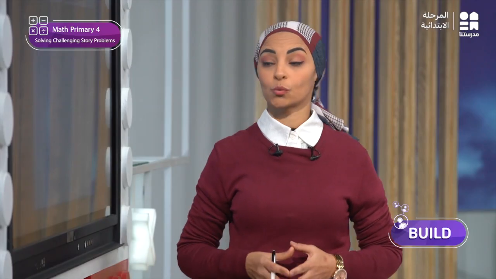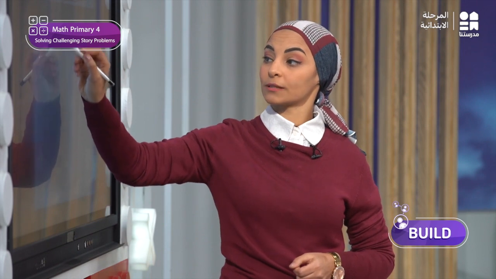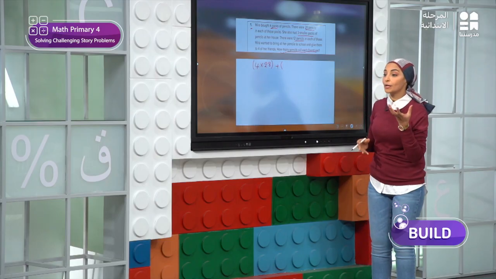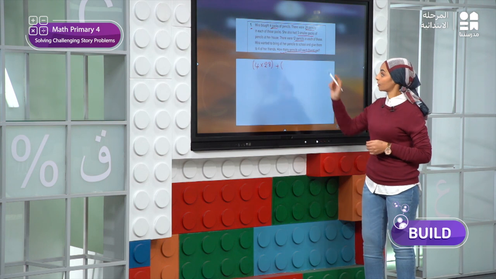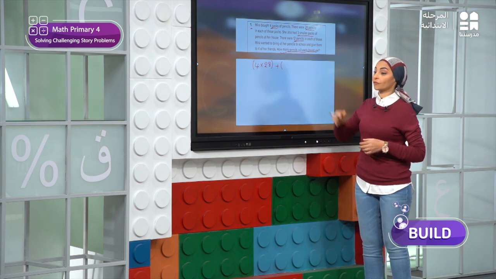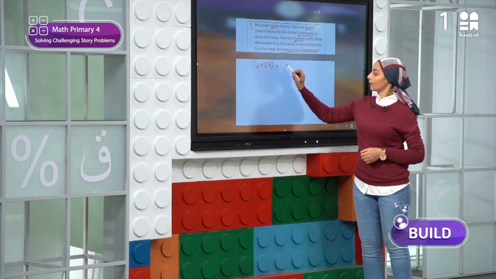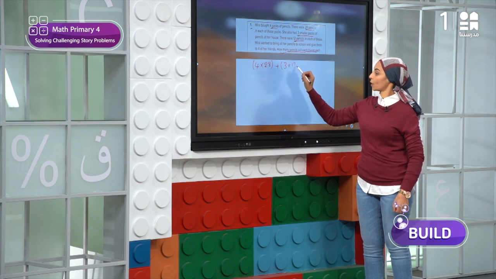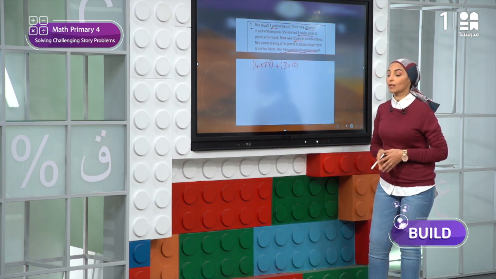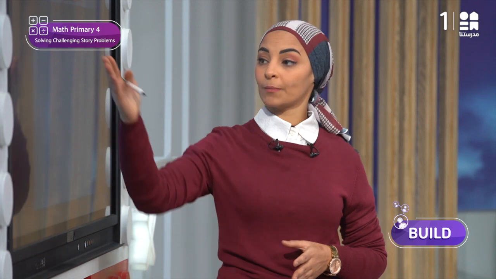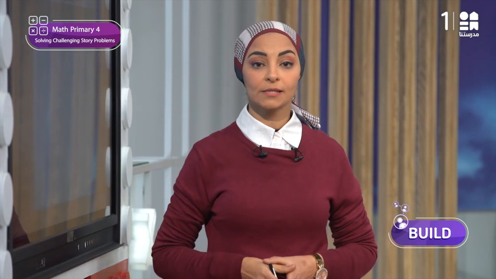Then what should I do? I will add what? Yes, I will add 3 packs times 12. 3 packs times 12 pencils, right? So I will do 3 times 12 in another bracket. Then what should I do? Let's first do 4 times 28.